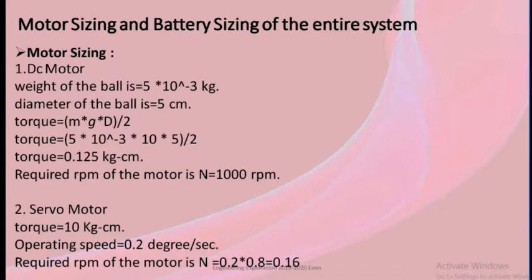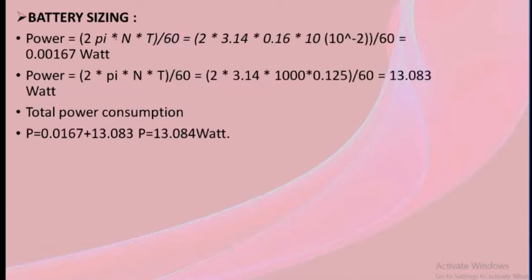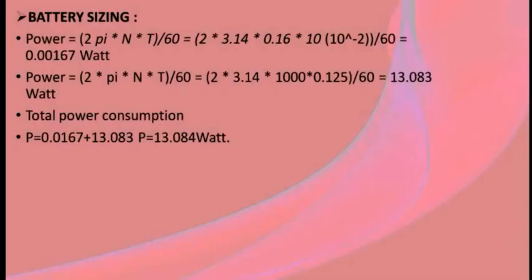Then coming to the servo motor, the torque is 10 kg cm. So the required RPM of the motor is 0.16. Then coming to the battery sizing, the power required for the servo motor is 0.00167 watt, and the power required for the DC motor is 13.083 watt. Hence the total power consumption is 13.084 watt.